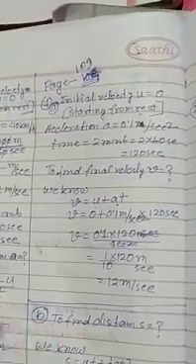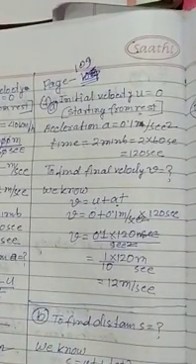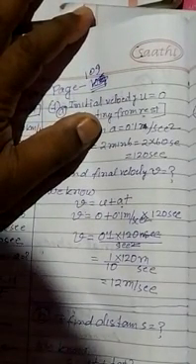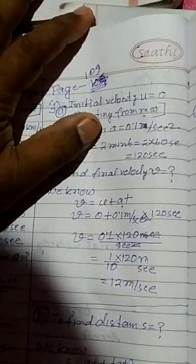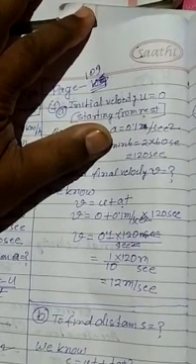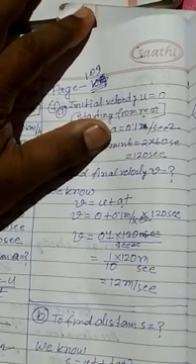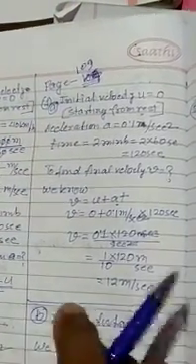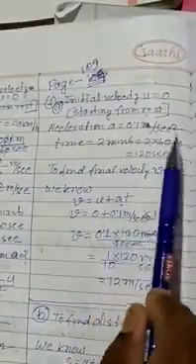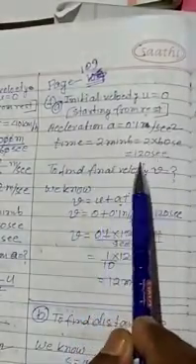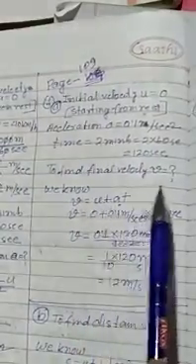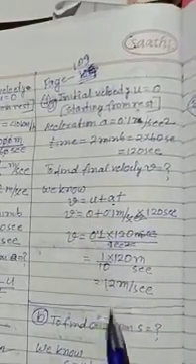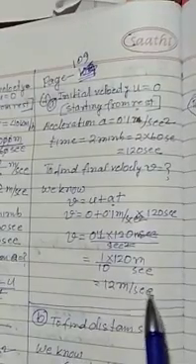Page number 9, question 1a. A car starting from rest moves with a uniform acceleration. Here acceleration is given and time is given. First you have to find the final velocity. Starting from rest, initial velocity equals 0. Acceleration is given, time 2 minutes equals 120 seconds. Find the velocity. We know v equals u plus at. Initial velocity is 0, so ultimately it is 12 meters per second.